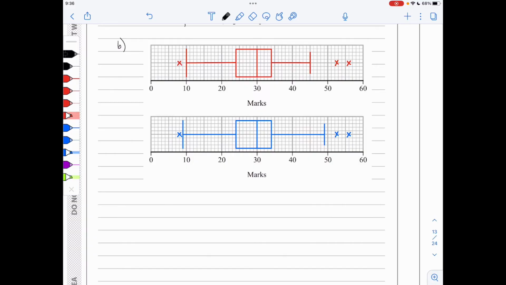In part C, we need to use the quartiles to describe the skewness. Now Q3 minus Q2 is equal to 34 minus 30, which is equal to 4, and Q2 minus Q1 is equal to 30 minus 24, which is equal to 6, and therefore we can say that Q3 minus Q2 is less than Q2 minus Q1, which means that we've got negative skew.